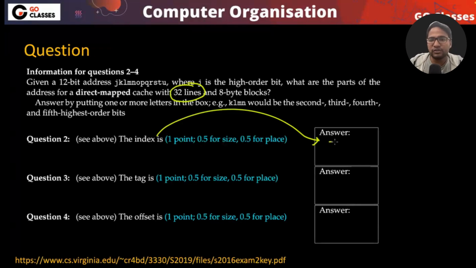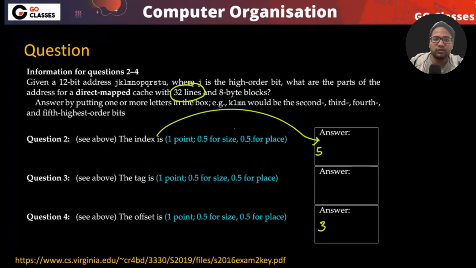Everyone, just tell me it should be 5 bits, right? Okay, that's fine. Now they are saying 8 byte blocks. With this information, can you also tell me immediately the number of bits? How many bits will we be needing? So here I will be needing 5, and for the offset I will be needing 3, right?